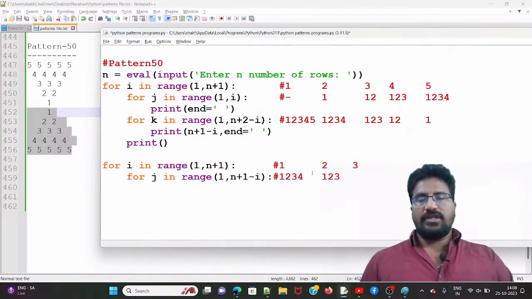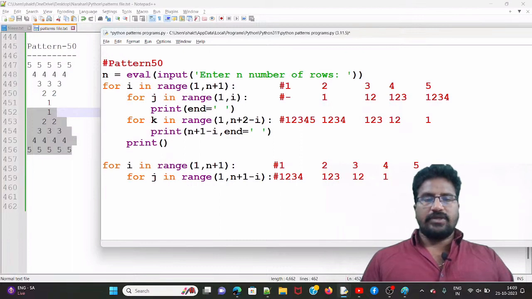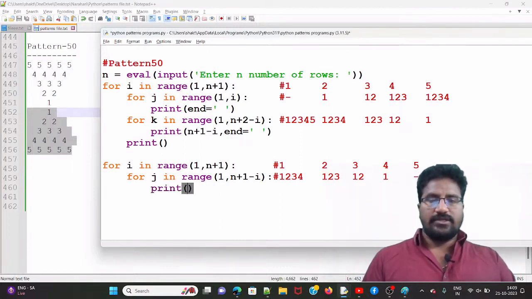When I value 3, then 5 plus 1, 6, 6 minus 3, 3, 3 before 2, so that iterates 2 times. When I value 4, 5 plus 1, 6, 6 minus 4, 2, 2 before 1, it iterates 1 time only. When I value 5, 5 plus 1, 6, 6 minus 5, 1, 1 before 0, 1 to 0 means no iterations. That's why when I value 5, no iterations. And here what to display? Space display, right? Display space only, just space.